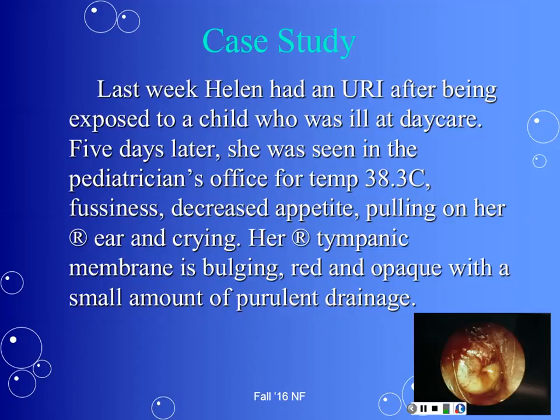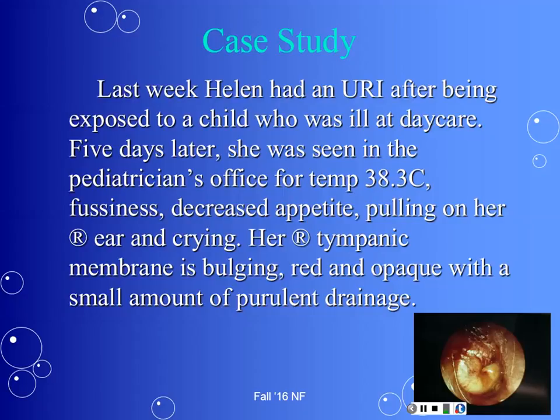Last week, Helen had an upper respiratory infection after being exposed to a child who was sick at daycare. 5 days later, she was seen in the pediatrician's office for a temp of 38.3. What do y'all think that is? 38.3 is about what? 38.5 is 101.5. So 101, 2, 3. Okay. So just remember 37 is 98.6, 38.5 is 101.5. That's generally about where we treat with kids. So they're just right under that.